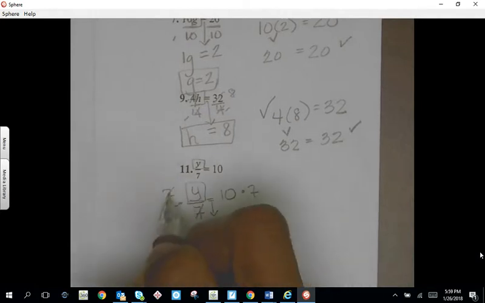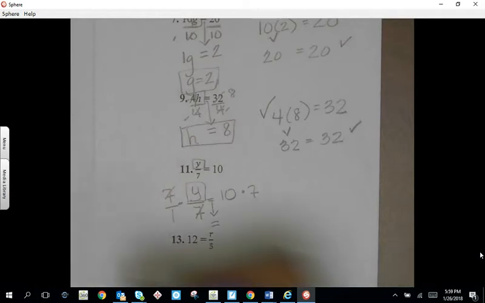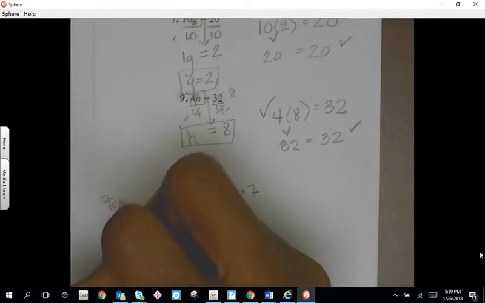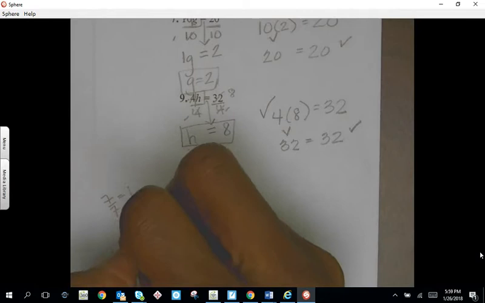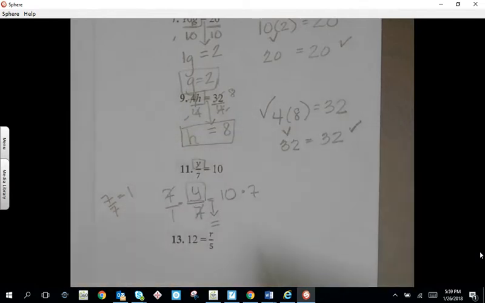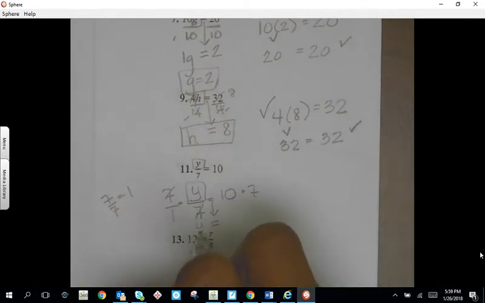These 7s will cancel each other out. Because what I just did, 7 over 7 is 1, right? So now I just have my y. 10 times 7 is 70.